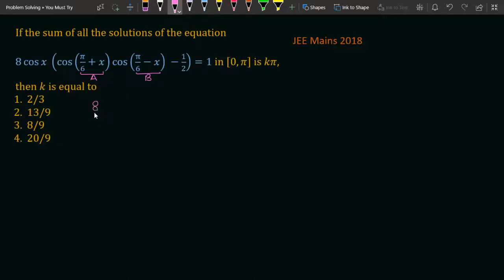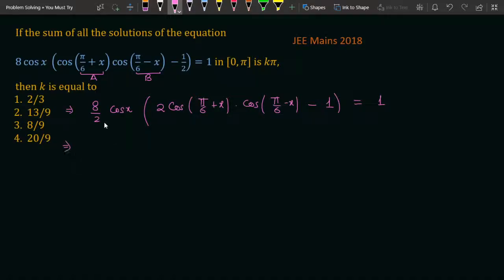So that will become 8 over 2 cosine x, and in this parenthesis, since I am multiplying by 2, this will become 2 cosine of pi over 6 plus x times cosine of pi over 6 minus x, and this half will be multiplied by 2, so the half goes away to give us 1 here. On the right hand side nothing happens, so this is 1 only.